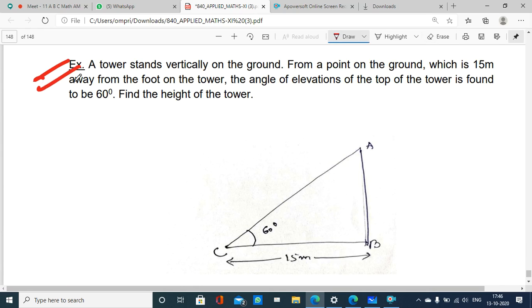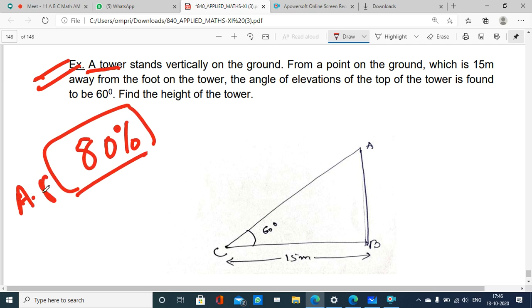Let's do this question. Very simple question. I think you have already solved this question in high school, in 10th class. Actually, I think 80% of the questions of your applied mathematics you have already learned in high school. I think 75 or 80% of questions you have already solved of that kind.